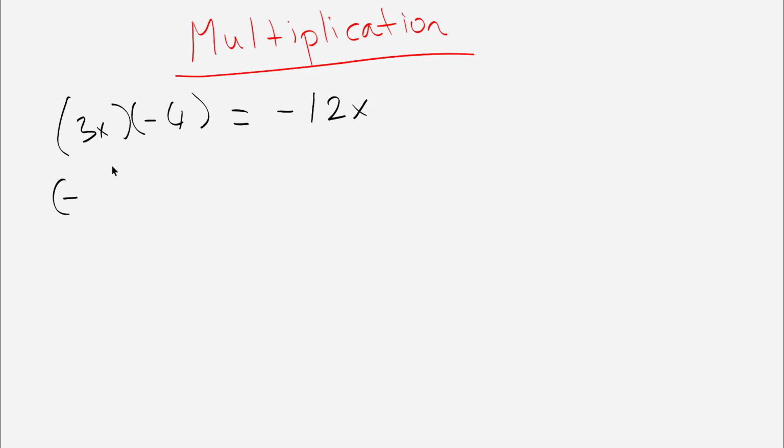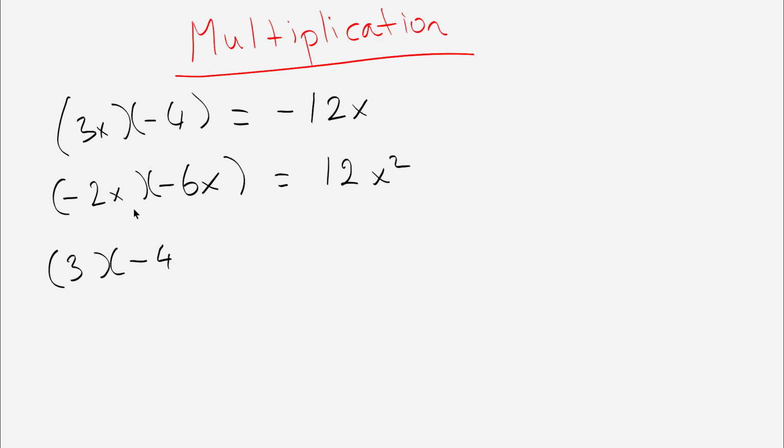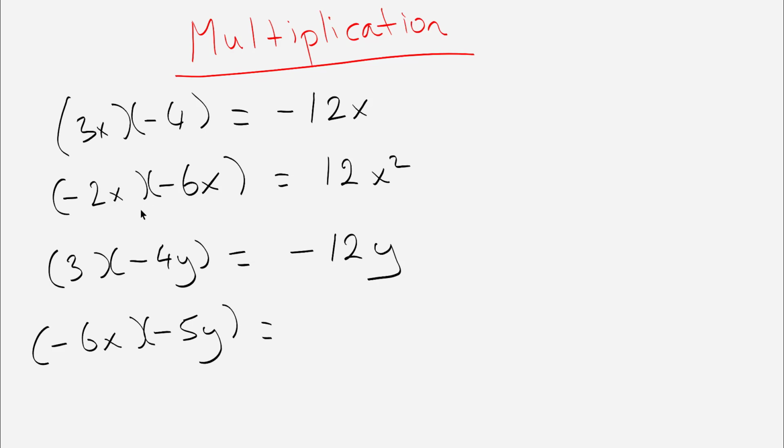What about minus 2x times minus 6x? Now we know that minus times minus is a plus, so the solution is going to be plus 12x squared. What about 3 by minus 4y? That would be minus 12y. What about minus 6x multiplied by minus 5y? Well, minus 6 times minus 5 would be plus 30. And x times y, we literally just call that xy.